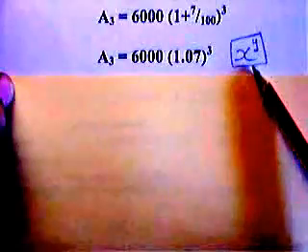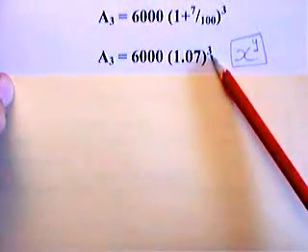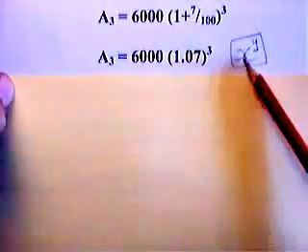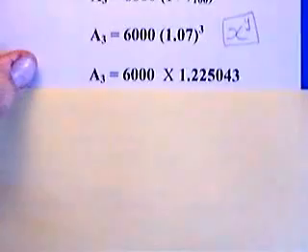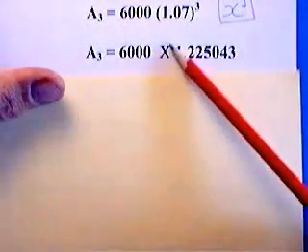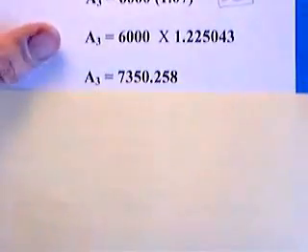This, by the way, is a much quicker way. If this power here, instead of being like 3, was something like 7 or 10, this would be a much quicker way of doing it. Okay, well, what is 1.07 raised to the power of 3? There it is. It's 1.225043, and we have to multiply this now by 6,000, and we get immediately the correct answer.